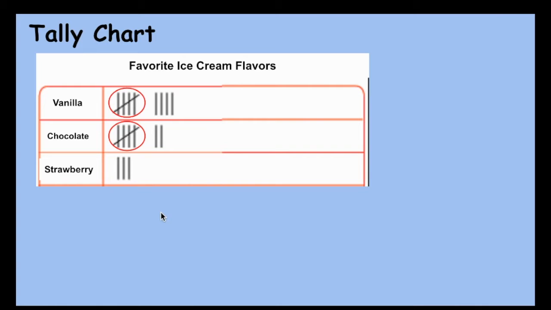Wow, I can already tell by this tally chart that vanilla has the most votes. It has 5 and 4, which equals 9 in total. And then chocolate has 5 and 2, which makes a total of 7 votes. And last, strawberry had the least number of votes. It only had 3 votes.